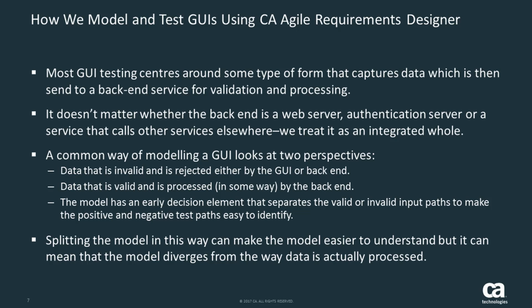One way of doing this would be to put all the data validation checks and processing at the top of the model, and then follow that with the processing of positive data that makes it through, if you like, the first half of the model. Now another way would be to have a decision early in your model to split the valid data from the invalid data processing, and in that way you get a different appearance of the model, a different topology, if you like. Now splitting the model in this way can make the model easy to understand, but it could mean that the model diverges from the way the data is actually processed behind the scenes.